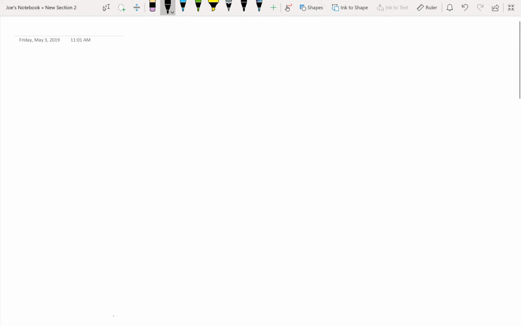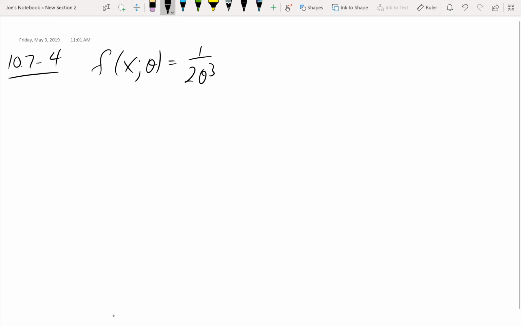All right, so let's look at an example out of your book. It's in section 10.7, problem number 10.7-4. I want to look at part B. The actual directions are to find the Cramer-Rao lower bound, but I want to just use the PDF. So we've got the PDF of 1 over theta cubed times x squared times e to the minus x over theta.